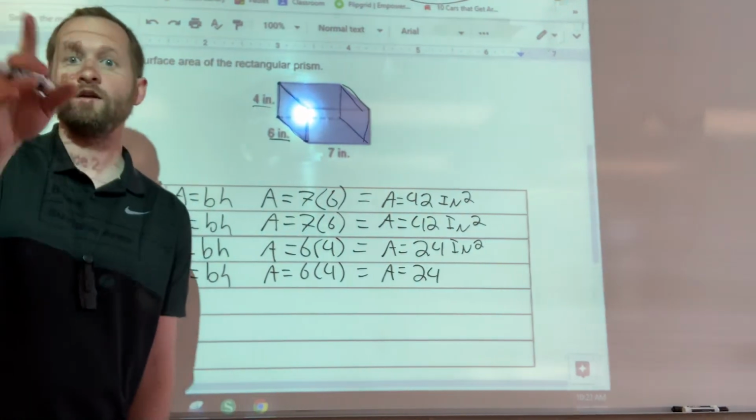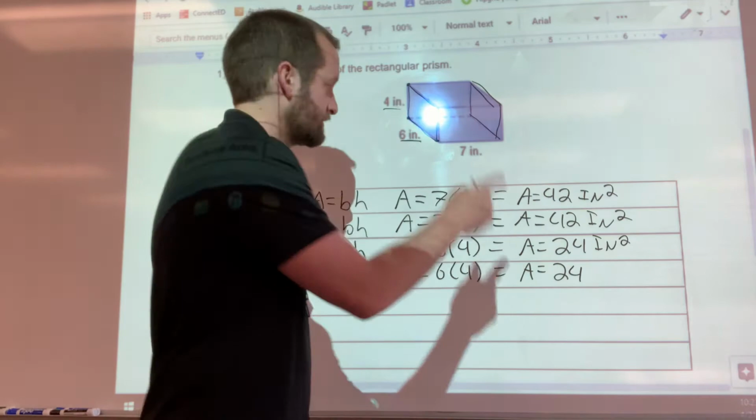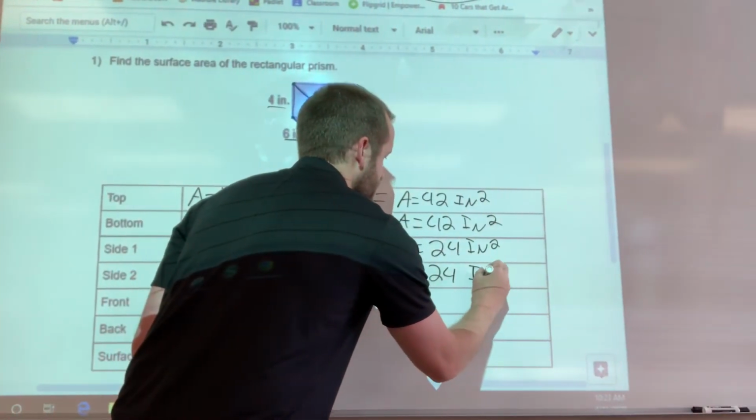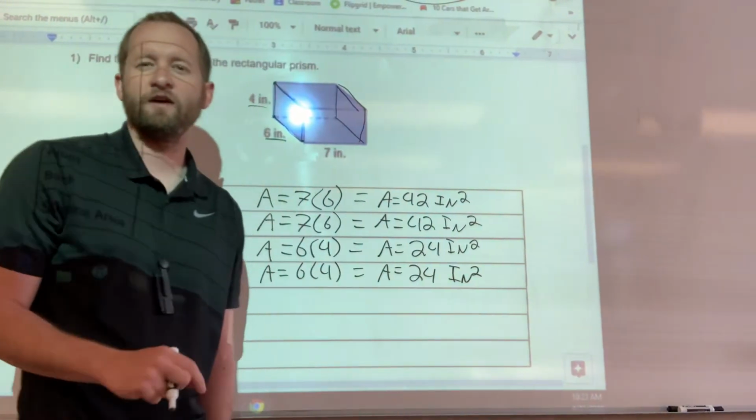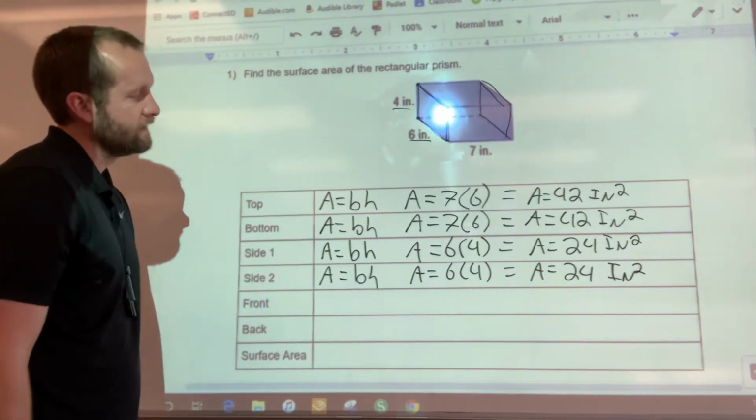But the answer is not 24, it's 24 inches squared. We're going to make sure we include that because we don't want to forget that when we're all finished. We did all the work, we want to make sure we got everything that we need to be done. Okay, so there's the 2 sides.